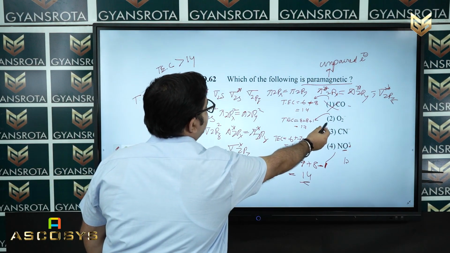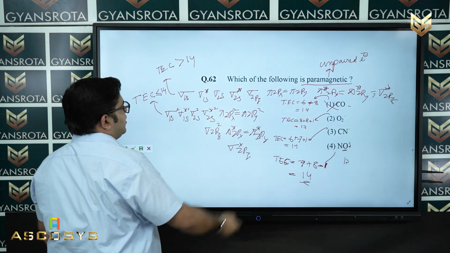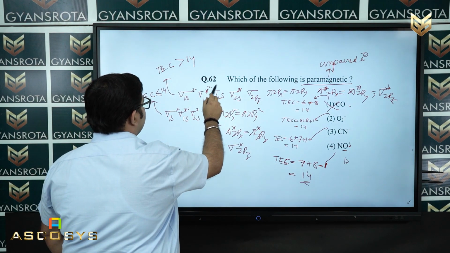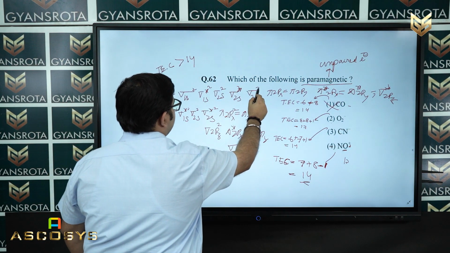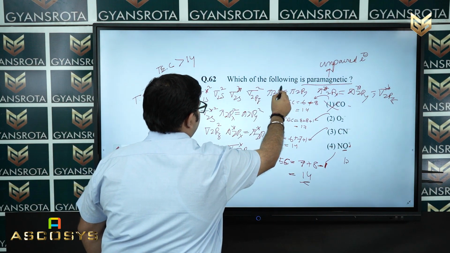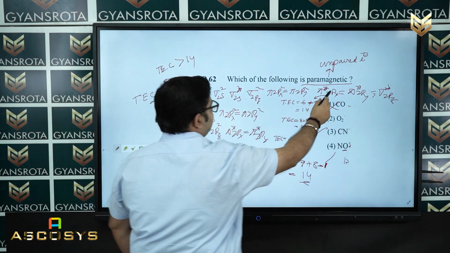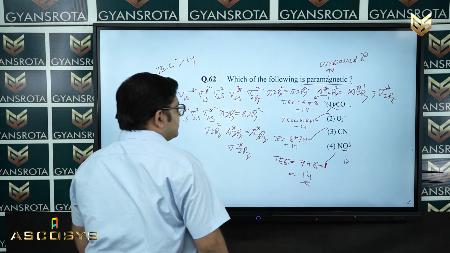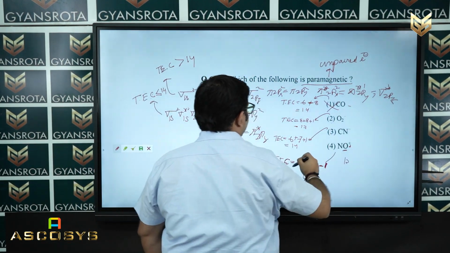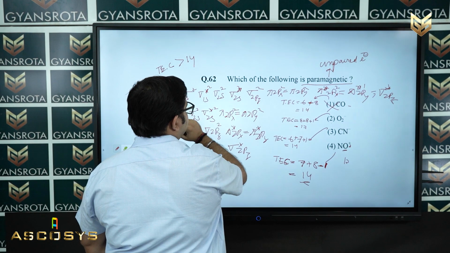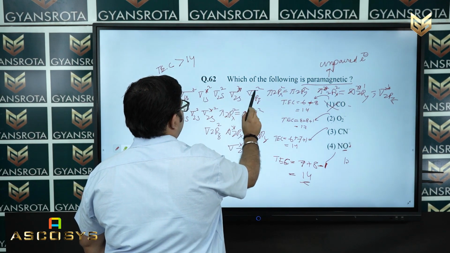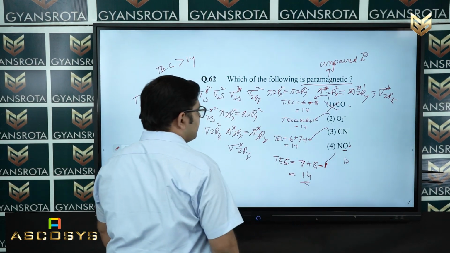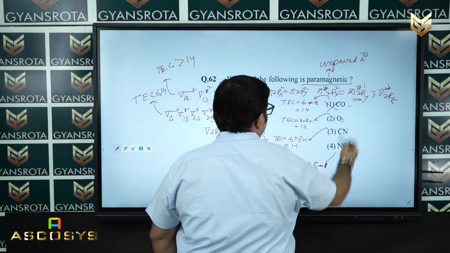Now, for O2 minus, it will be 17, so it will follow the first order. How many electrons are there? 17. So, 2, 2 plus 2 that is 4, 5, 6, 7, 8, 9, 10, 11, 12, 13, 14, then 15, 16, 17. So, it has one unpaired electron.